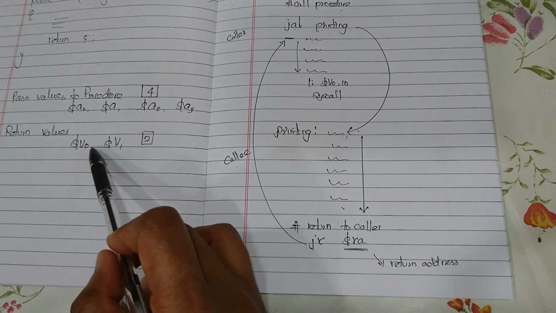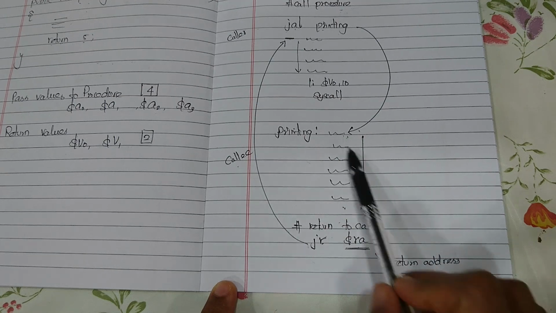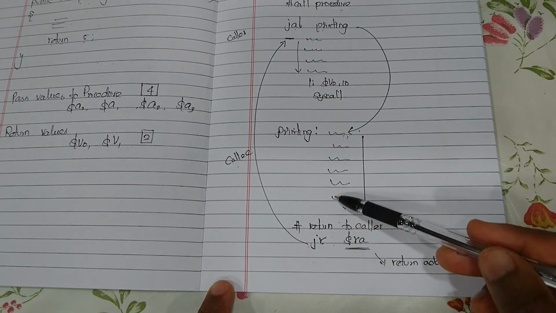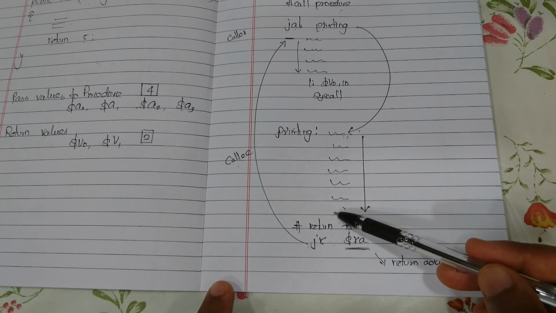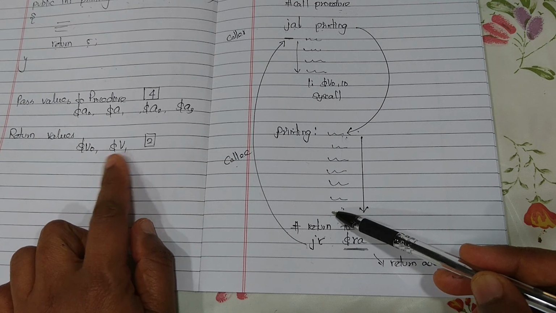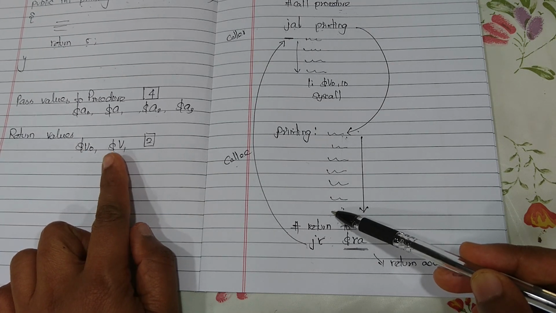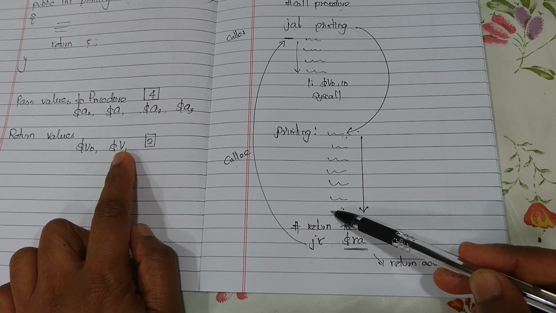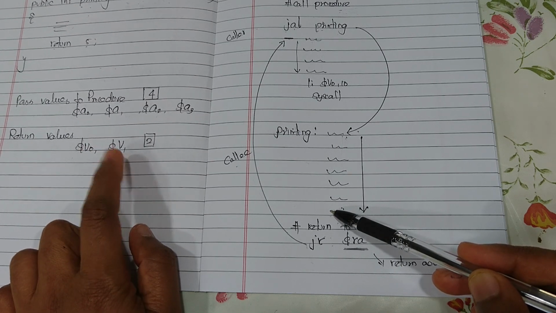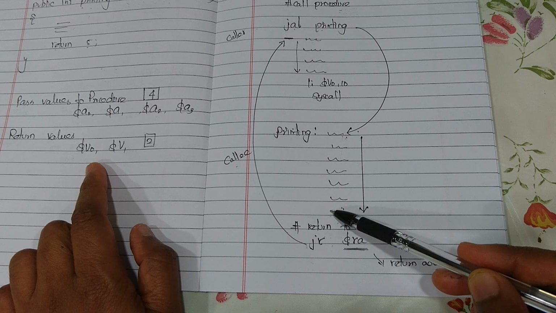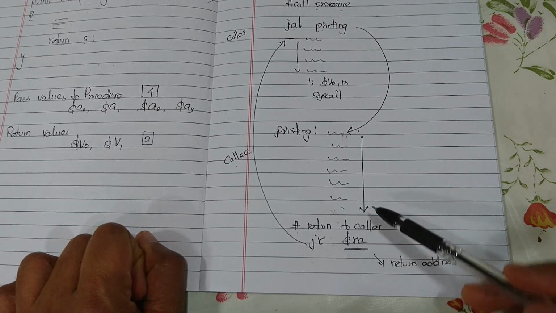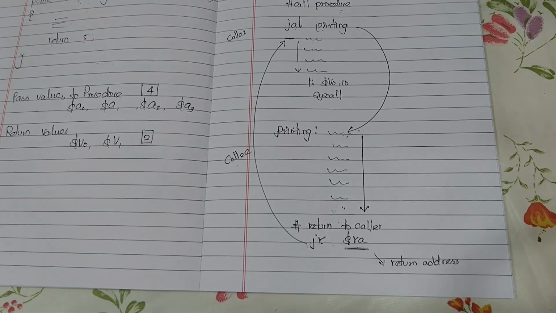For returning, in the procedure, if you would like to return a value to the caller, then before jump register, you store the value in these registers. Let's say I want to return one value. You pick any one, V0 or register V1, and you store your return value in it before the jump register. So this is the introduction to procedures.